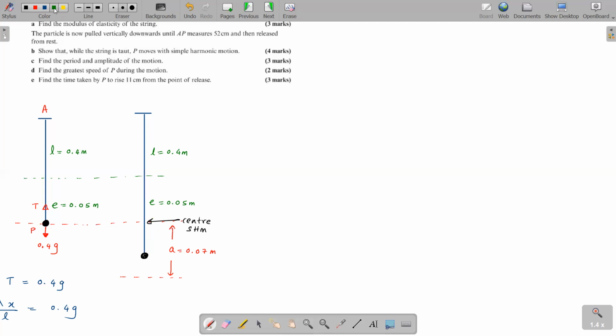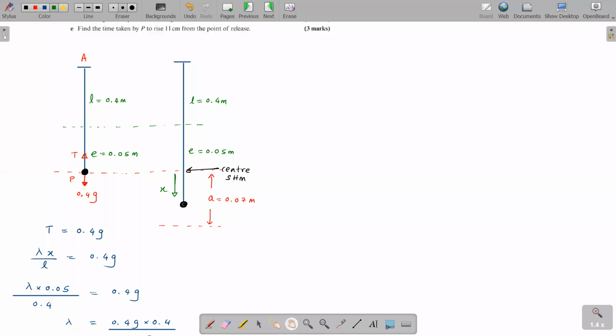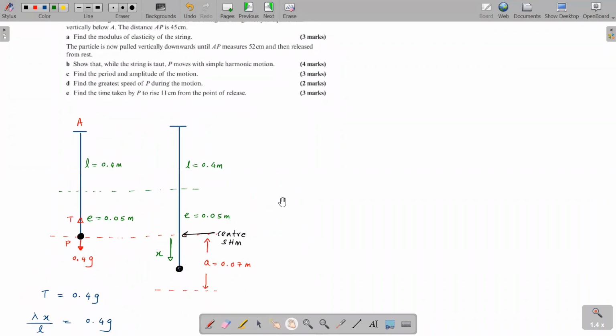Now I will be taking a general position and I will be marking F equal MA away from the center. Is this okay? The X is, in this case, the distance displaced away from the center of the SHM. So now use F equal MA away from the center and prove the SHM characteristic equation, X double dot equal minus omega square X. Okay, so let's do that. Let's apply F equal MA away from the center.